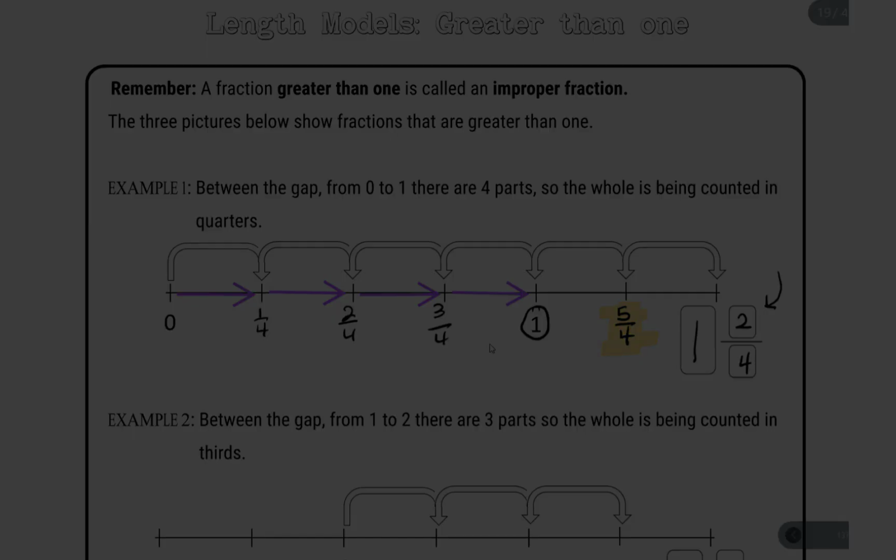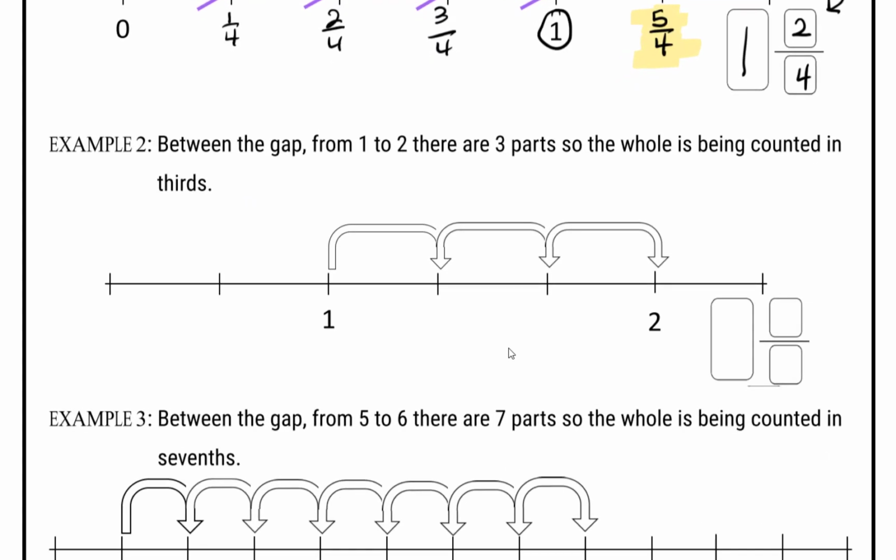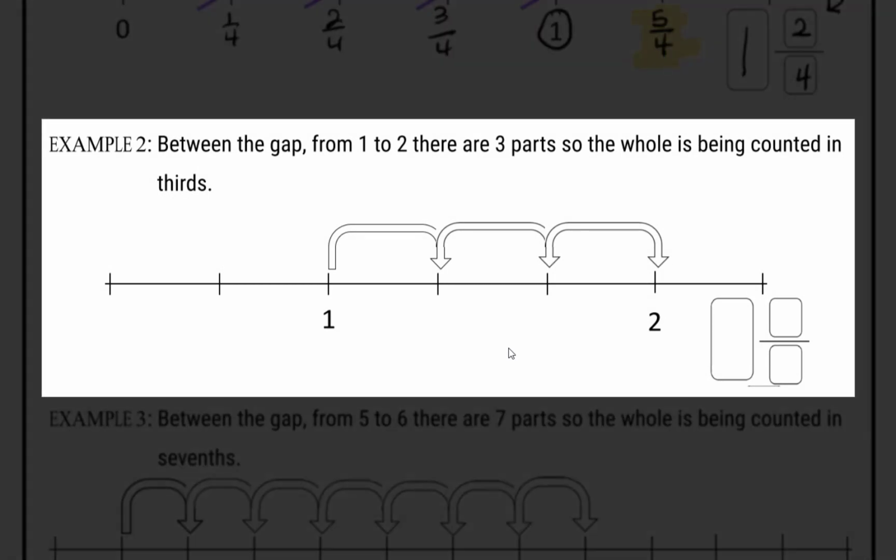Let's look at another example. In this example, can you tell which markers are improper fractions? That's right. All the markers from after 1. So all of these markers are improper fractions. Because improper fractions means fractions that are greater than 1.